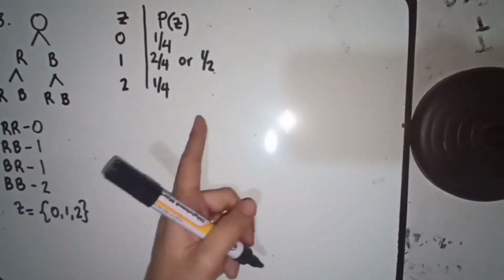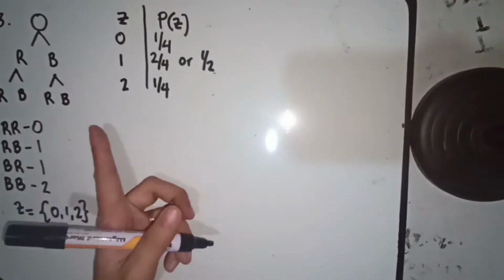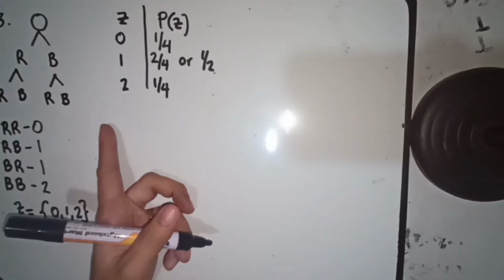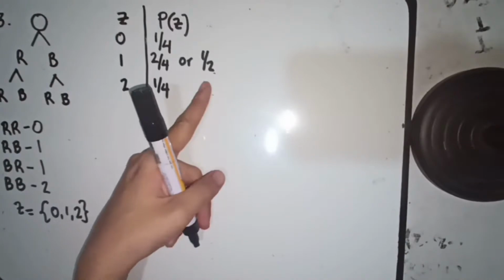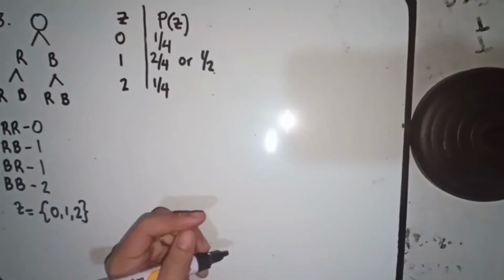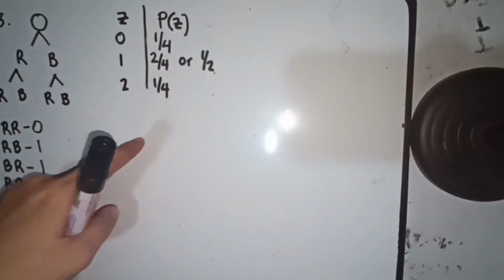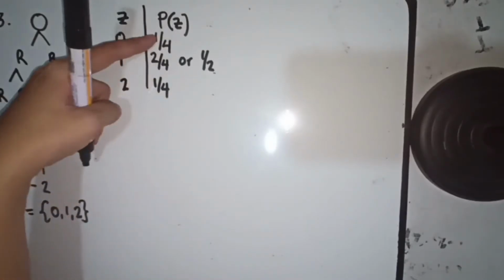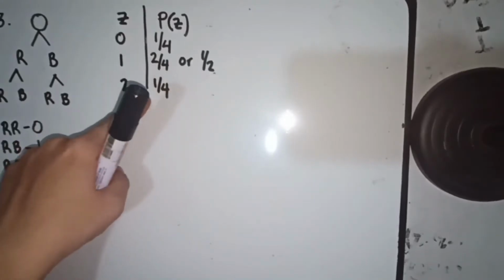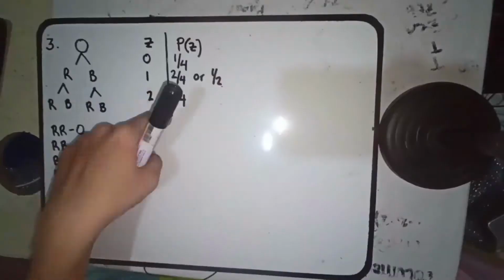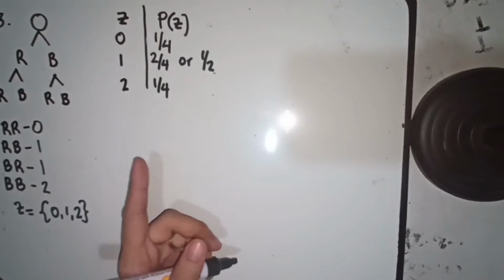So again, when we check, the first property says the probabilities must be between 0 and 1, or equal to them. So 1 fourth is between 0 and 1, and 2 fourth or 1 half is between 0 and 1. Therefore, we satisfy the first property. For the second property, when we add them, the sum should equal 1. So we have 1 fourth plus 2 fourth, or 1 half, plus 1 fourth. That is equal to 1. Therefore, this is a probability distribution table for our problem.